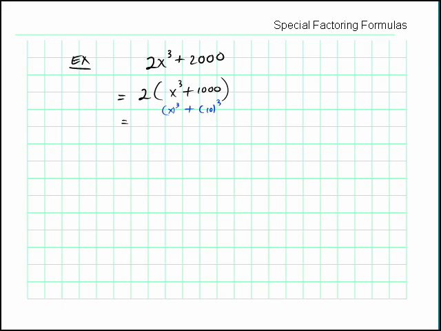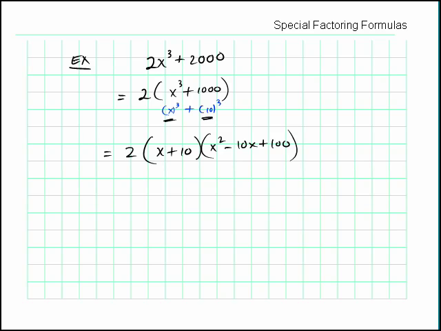And so if I follow the pattern correctly, 2 times, let's see, our x plus y will actually be x plus 10 here, and then our x squared minus 10 times x, and then 10 squared is 100. And I have it factored. Sum of cubes. All right.